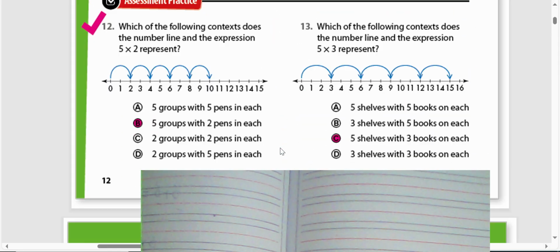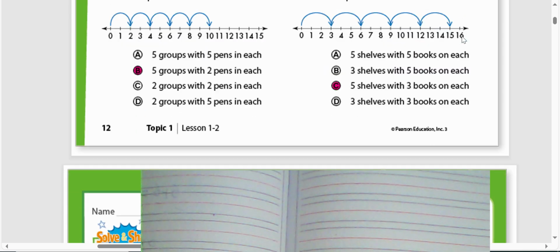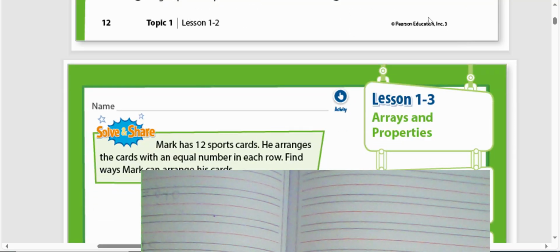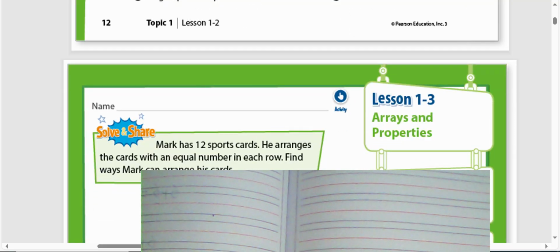Practice. Which of the following contexts does the number line with expression 5 times 2 represent? We know 5 times 2 equals 10. 5 groups with 2 pens in each. And which of the following contexts does the number line with expression 5 times 3 represent? We know 5 times 3 equals 15. 0, 3, 6, 9, 12, 15. Okay. So next time I will explain a new lesson.